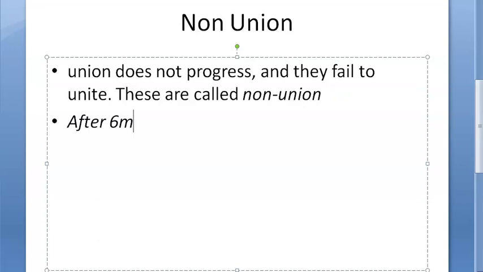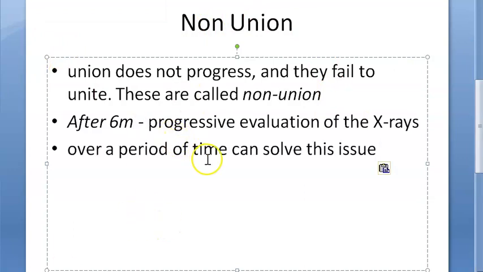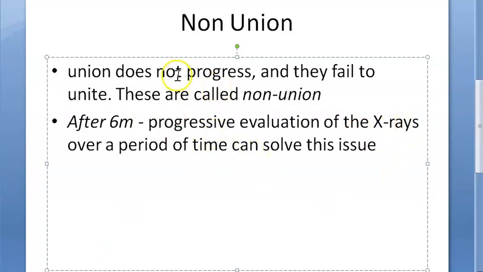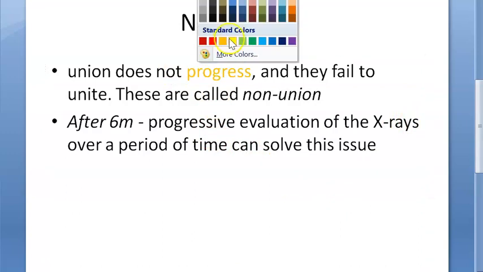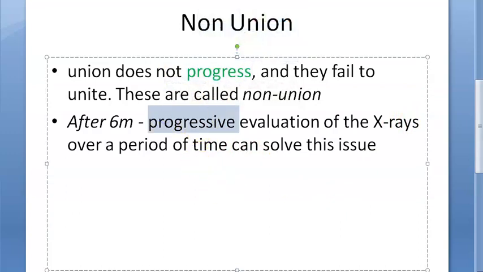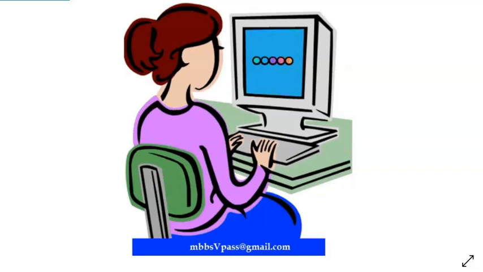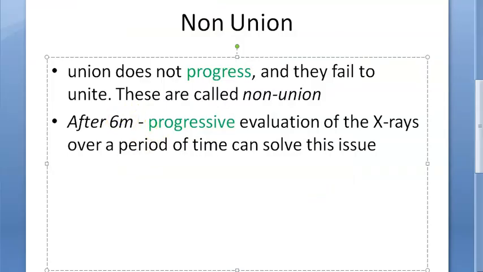After that also there are so many criteria, you should take time, and only then will you declare it as non-union. Okay. So you will need some progressive X-ray evaluation to check over time whether it is not at all uniting. Is there no progress at all? This word progress is important here. There is no progress, right? So you need a progressive evaluation of the X-rays. You cannot just take an X-ray and then declare that it is non-union. You still need to see the progress, right? It is not at all progressing. That's what they are telling here.